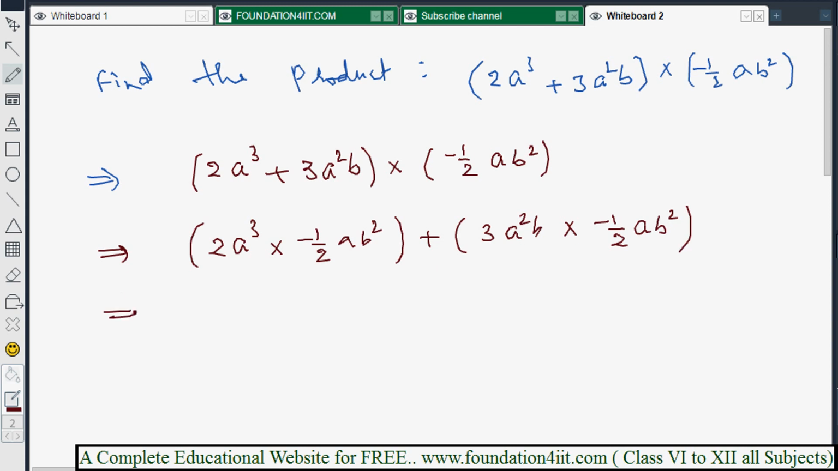Now next, the same rule which was applied in multiplication of monomials, we apply separately for both. First you need to multiply the sign. So plus into minus is minus. Next the constants: 2 and here the constant is 1 by 2. The first has no sign, meaning plus, and plus into minus is minus. And 2 into 1 by 2. Next the variables: a cube, here is a power 1, so a to the power 4, and b square because there is no other b letter.